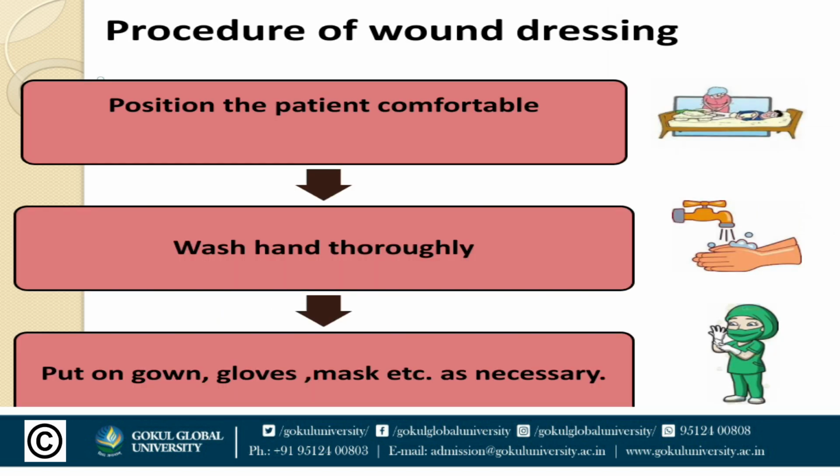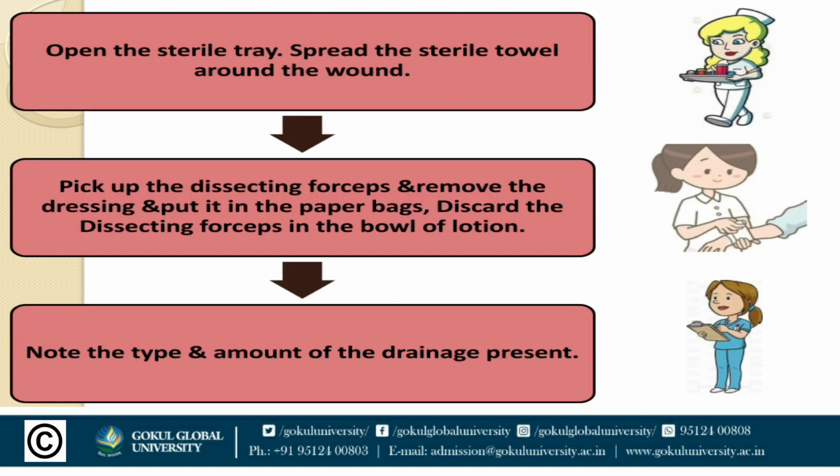Now we will see the step by step wound dressing procedure. In that, first give the comfortable position. After that, wash your hands thoroughly. After the hand washing, put on the gown, gloves and mask to prevent infections. After wearing gloves, mask and gown, open the sterile tray. Take the sterile towel and spread the sterile towel around the wound.